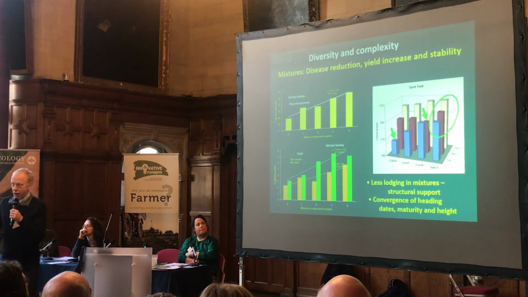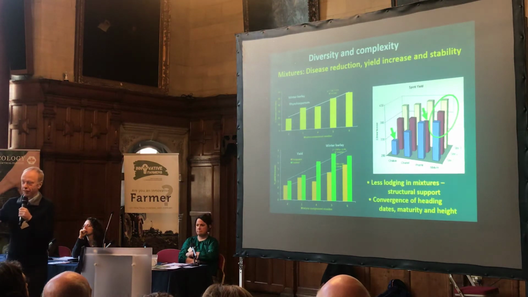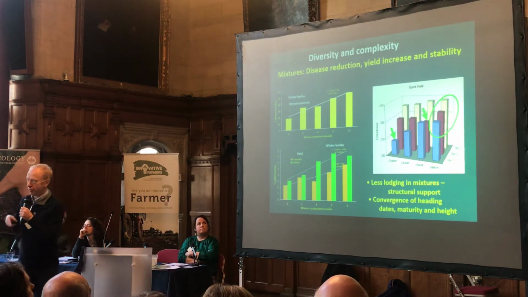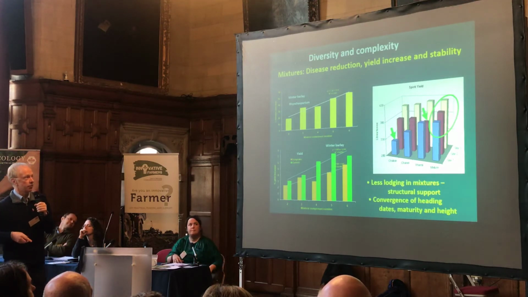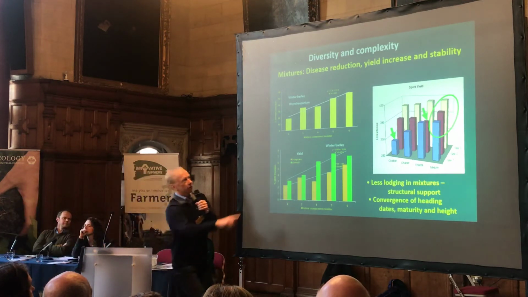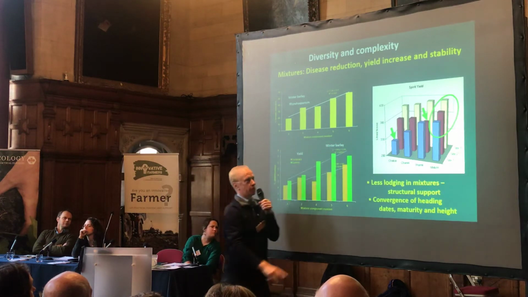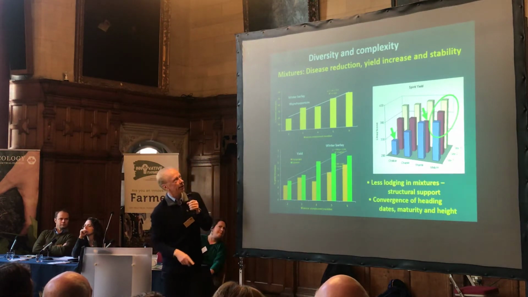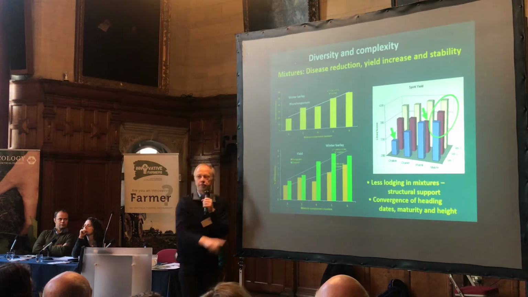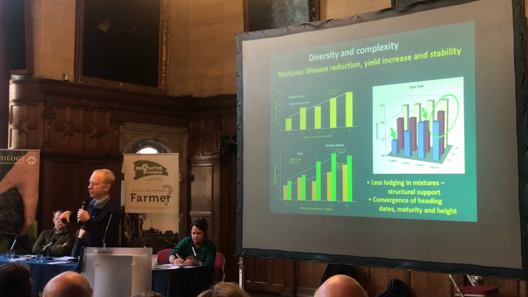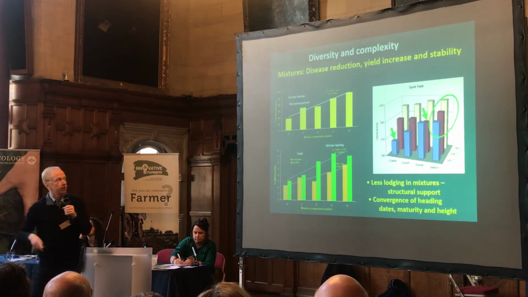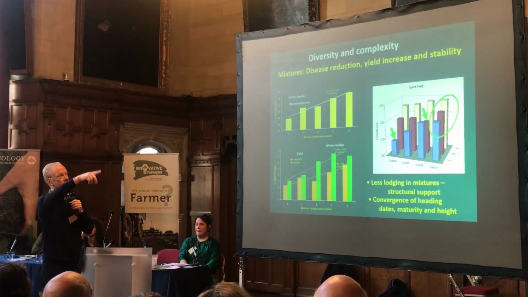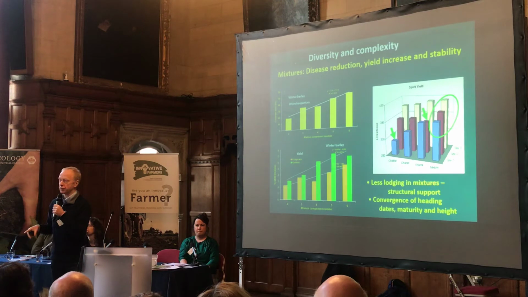So, let me show you some graphs. These are graphs that I use quite a lot when talking about the principle of using diversity. These are winter barley mixtures. What you've got here are 2, 3, 4, 5, and 6 component mixtures of winter barley, and this is how much they reduce disease compared to the average of them grown as monocultures separately. So in other words, with 6 component mixtures, you're getting about a 50% reduction in disease.